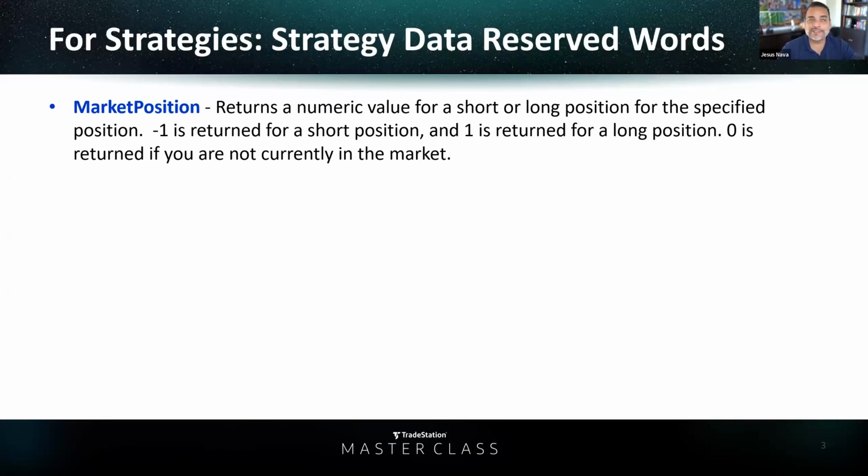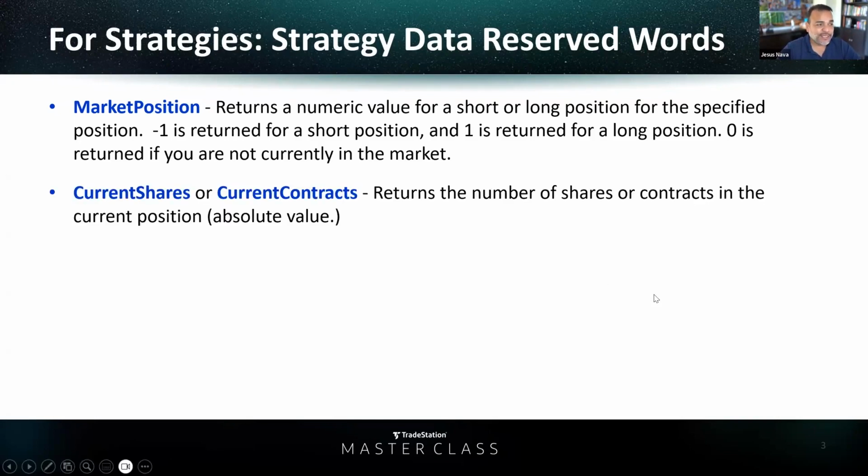We're not going to design a strategy per se, but we are going to probably write our own exits so that we can see how they work on the TradeStation platform. So market position tells you what the position of the strategy is. You have another word that's called current shares and current contracts. It doesn't matter which one you use. I mean, they're used interchangeably. They both mean the same thing.